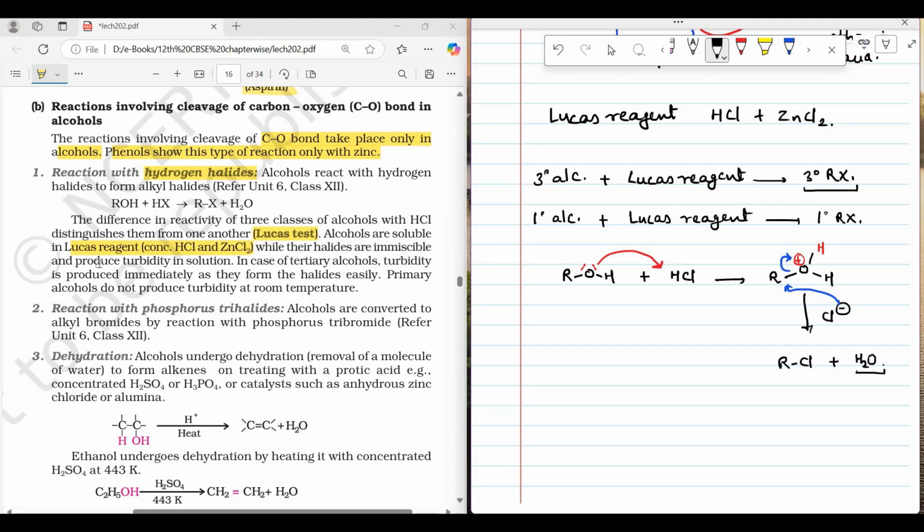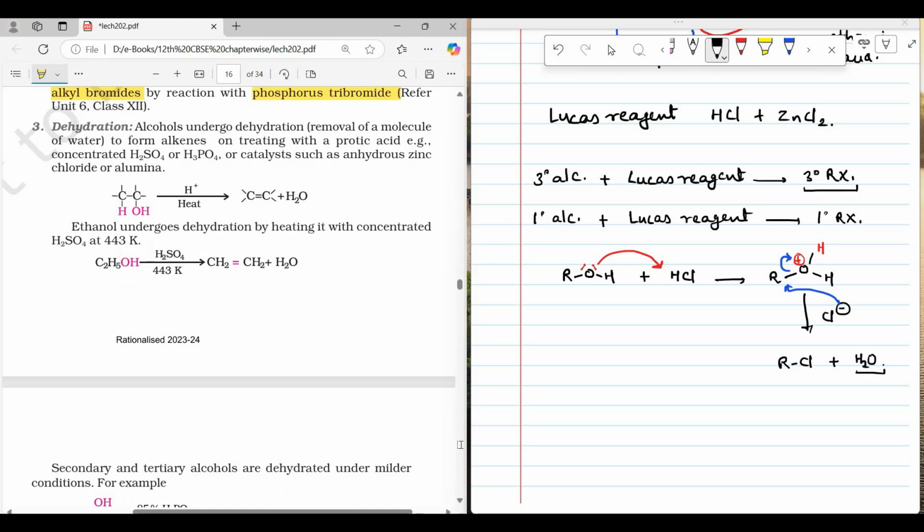Now come to the second reaction, reaction with phosphorus trihalide. Alcohols are converted to alkyl bromide by the reaction with phosphorus tribromide. This reaction also we have discussed in the previous chapter of haloalkanes and haloarenes.